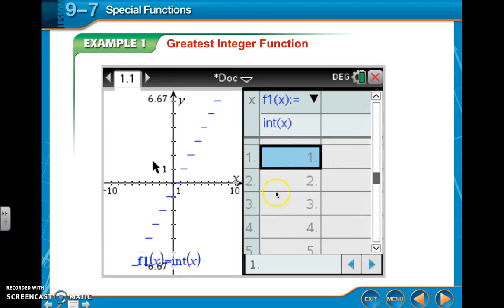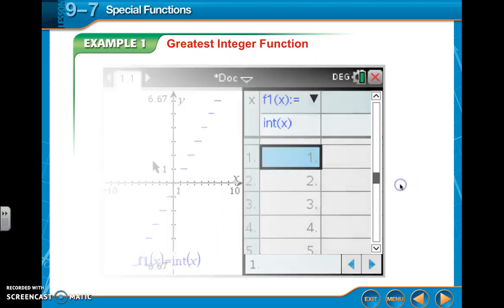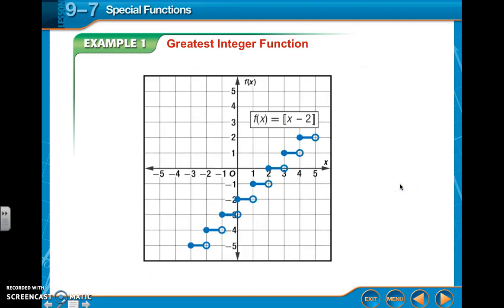Okay, so here's what the table looks like. It actually looks like a linear function. 1, 1, 2, 2, 3, 3. That looks like a linear function with a slope of 1. But then you use the graph to help you figure out that you need to actually draw in those steps. Okay, and that's what that ends up looking like after you graph it. You plot the points and then draw the steps and draw the open circles.